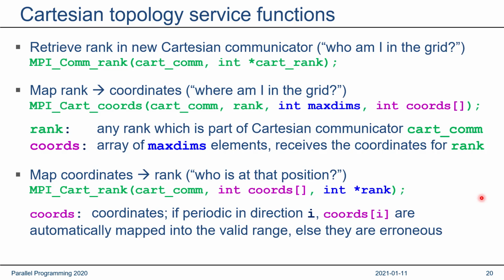The third function maps grid coordinates to a rank. So it answers the question, who is at that position? It needs the communicator, an array that holds coordinates as an input argument, and a rank as an output argument. There's a special feature: if your process grid is periodic in some direction, then you can provide any positive number as a coordinate. It will automatically be wrapped around and mapped to the valid range. If you provide an invalid coordinate for a non-periodic dimension, then the result is erroneous or undefined. What you get is the rank of that process in the process grid.